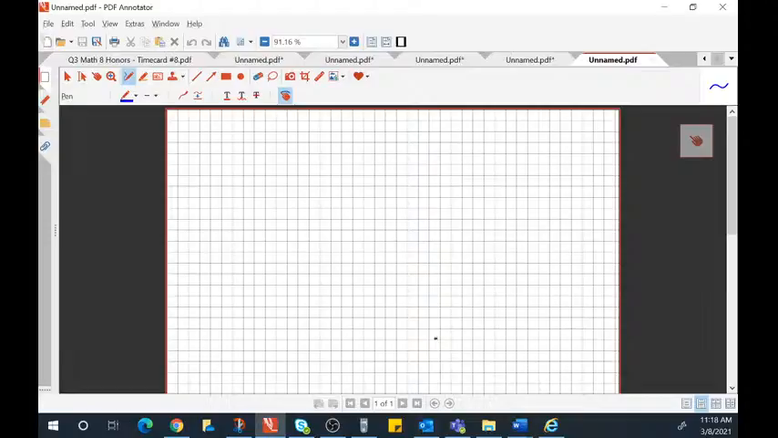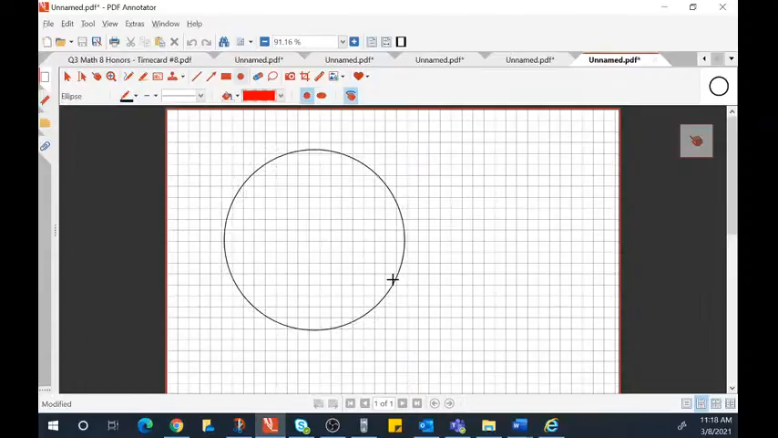So, if I have a circle and I know that its radius is 18 centimeters, I wanted to know its exact and its approximate circumference. What would I do with the radius in order to find the circumference?